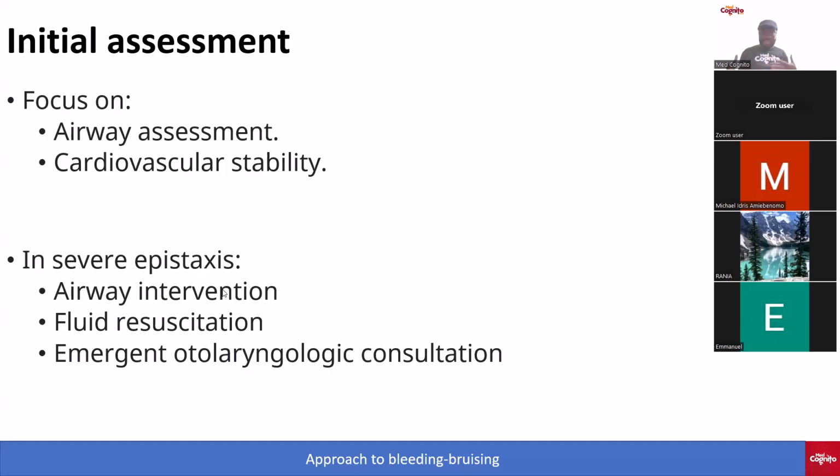And you want to check for cardiovascular stability. In severe epistaxis, you have to do airway intervention, fluid resuscitation, and emergent otolaryngologic consultation. So airway and cardiovascular stability are critical. Don't just be moved by the fact that the patient is losing blood, but ask yourself, is the patient's airway compromised? That is one thing you want to focus on and make sure you've dealt with.